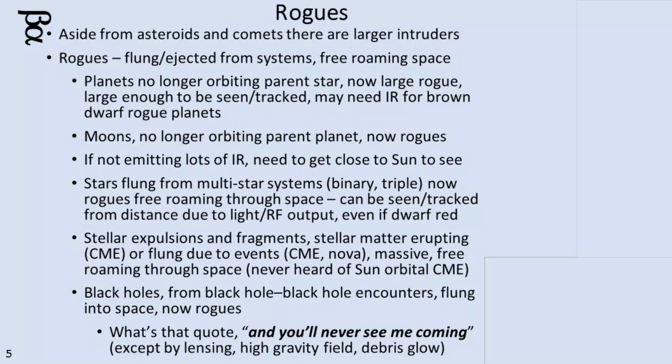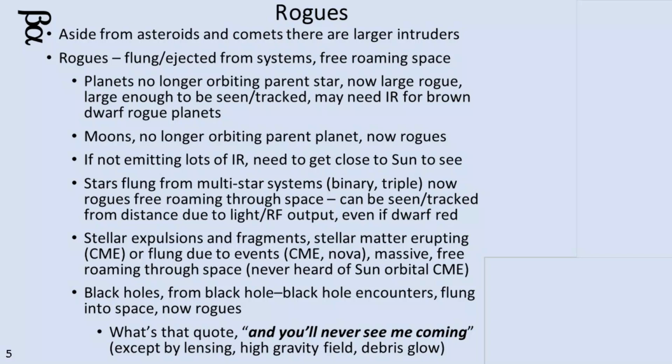If this rogue happens to be a moon or a planet and it's not emitting lots of infrared, we'll have to wait until it gets close enough to our sun for it to reflect light off of it for us to see it. Otherwise, it's just a black spot floating in the sky. It's hard to see those unless they're producing their own heat infrared-wise.